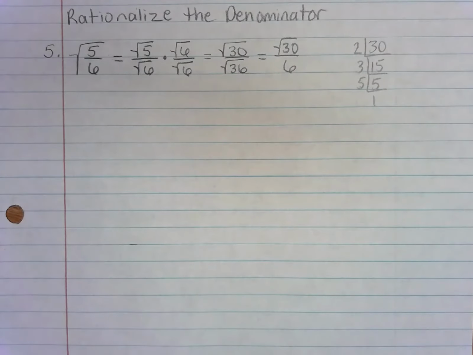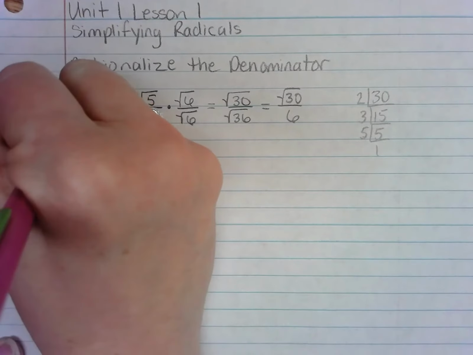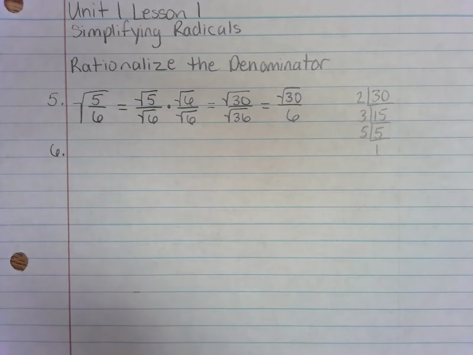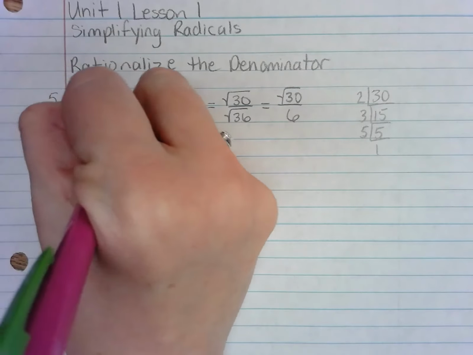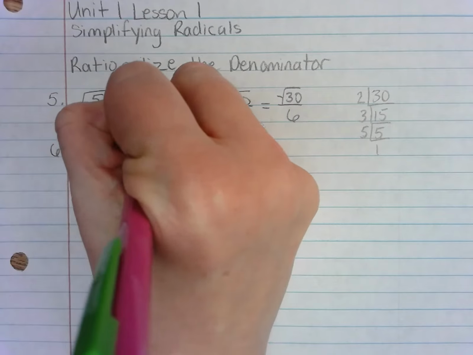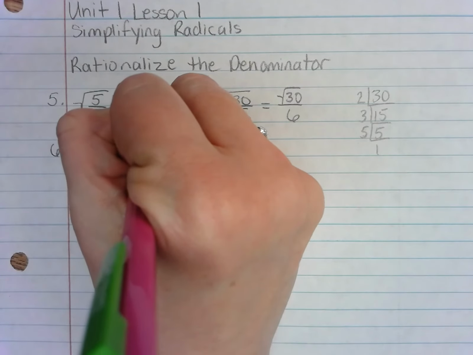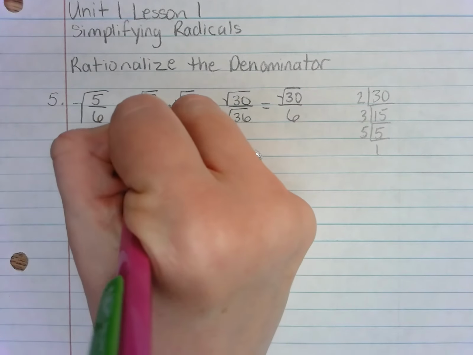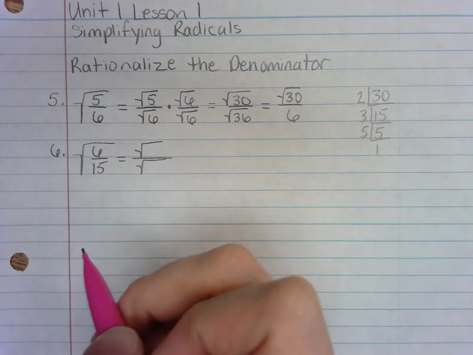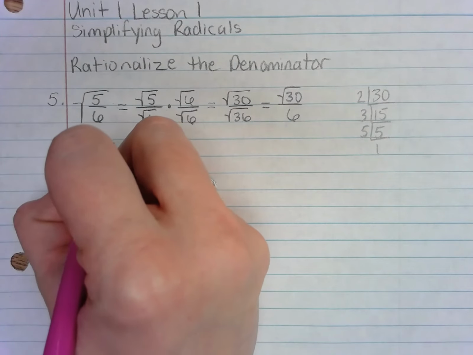Let's look at our next example, number 6. Here we have the square root of 6 over 15. So our first step is to rewrite it as our numerator divided by our denominator. But while you do that, always check to see if you can reduce the fraction as you rewrite it as the numerator and denominator. 6 and 15 can be reduced. They're both divisible by 3.